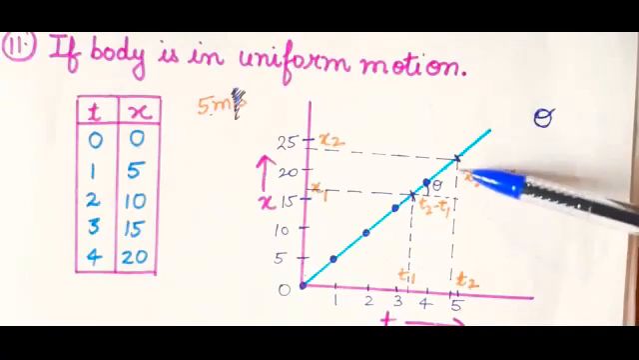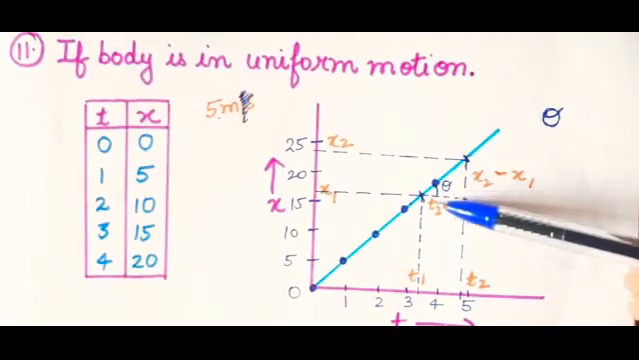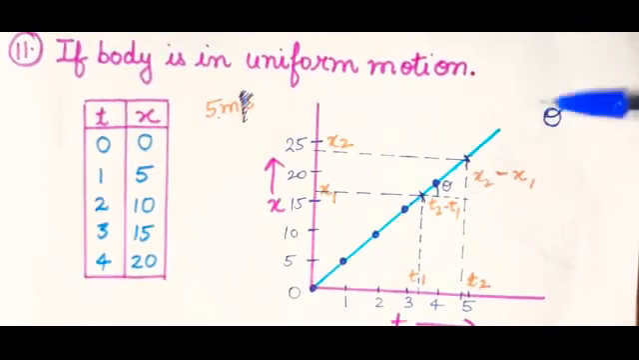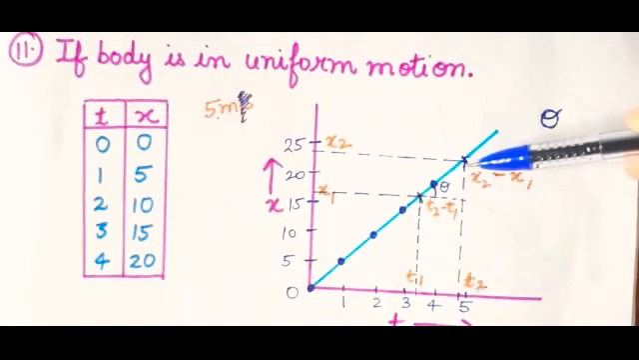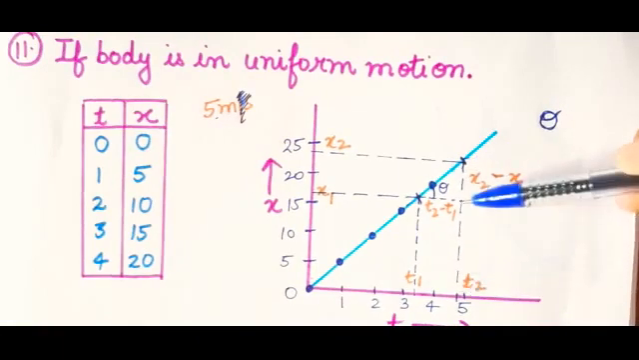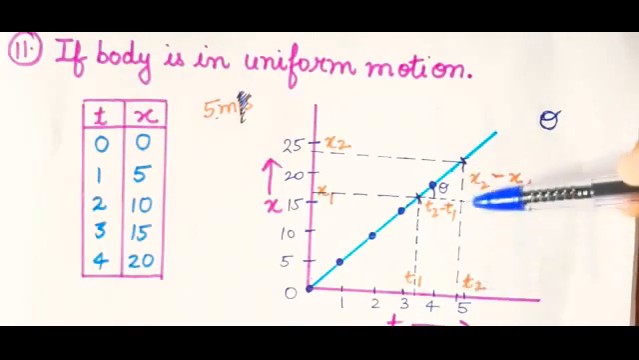So now calculate this line and this line. See how to calculate this. The total is x2 and this one is x1. So what is this? x2 minus this x1. So this is x2 minus x1.